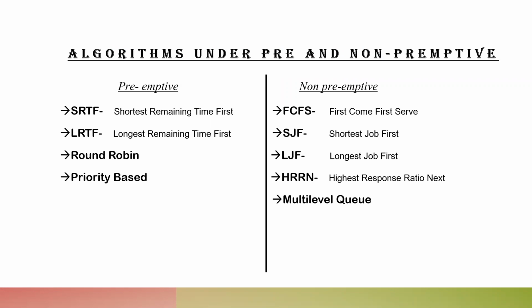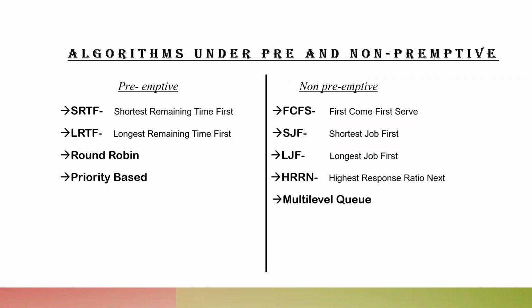First, speaking about preemptive algorithms, there are four types. Those are SRTF, that is shortest remaining time first. That means whichever processes need the shortest time, they will be executed first. And similarly, we also have LRTF, that is longest remaining time first. And then we have round robin, then we have priority based.